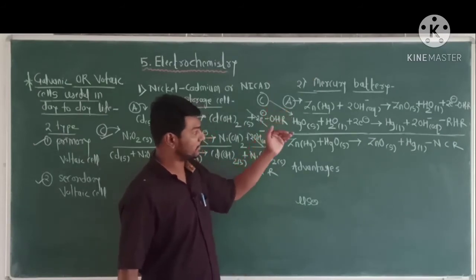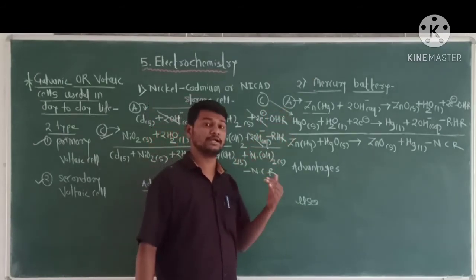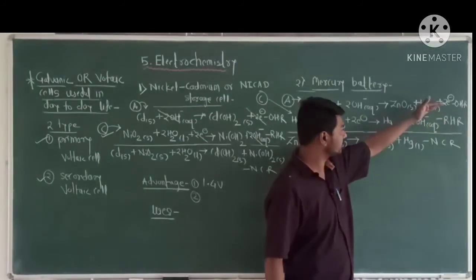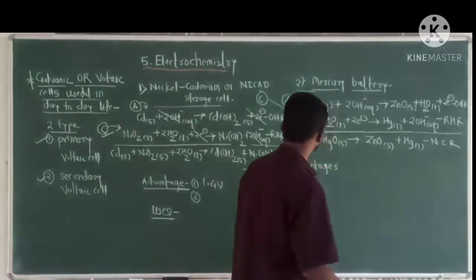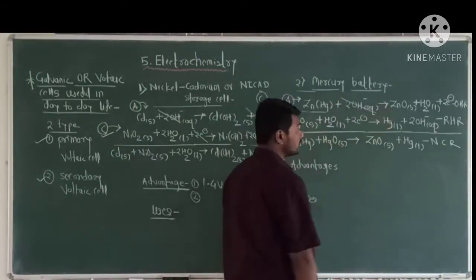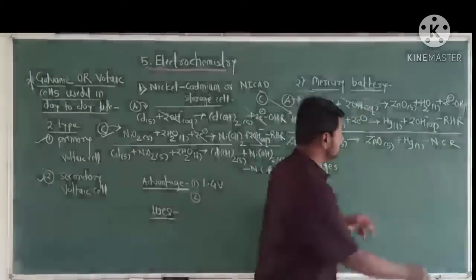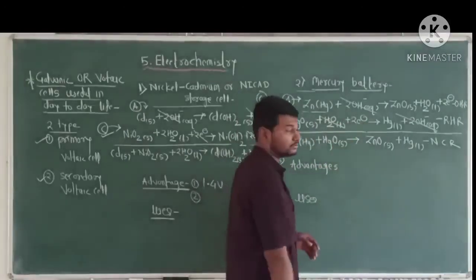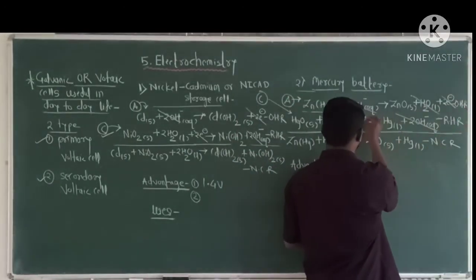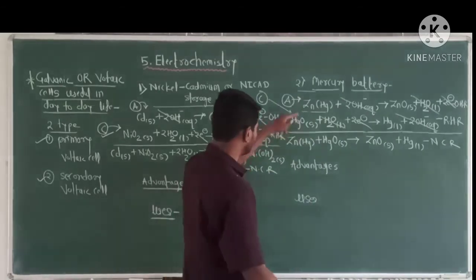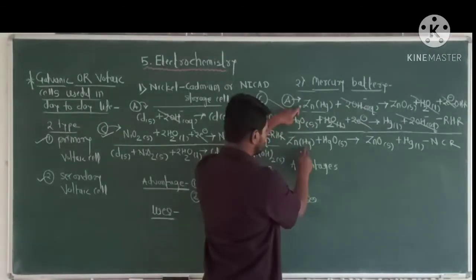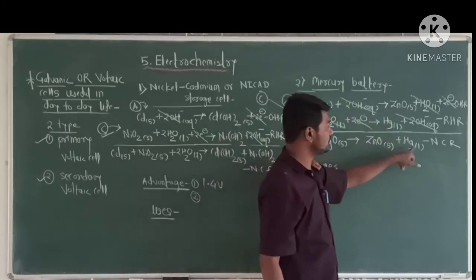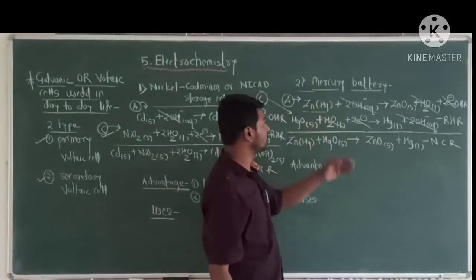After that, write down the net cell reaction or overall cell reaction or redox reaction. It is the sum of the oxidation half reaction and reduction half reaction. Here twice OH minus aqueous gets cancelled, water gets cancelled, 2 electrons get cancelled. Zn plus HgO solid gives ZnO solid plus Hg liquid. This is the net cell reaction which occurs in a mercury battery.